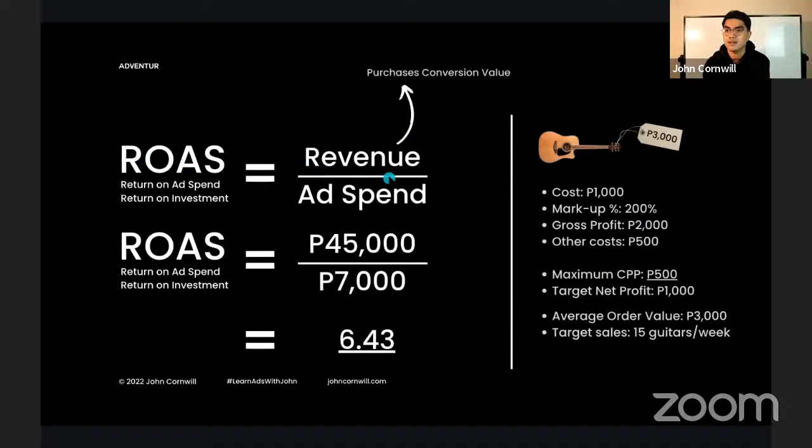Okay? And based on kanina, yung target natin kasi is 15 guitars and then the average order value is 3,000 pesos. Now, if we multiply that, that's 45,000 pesos, tama? That's the revenue. And then, the ad spend, let's say na lang, gumasto lang siya ng 7,000 pesos in a week. And so, dinivide natin, yung ROAS is at 6.43.